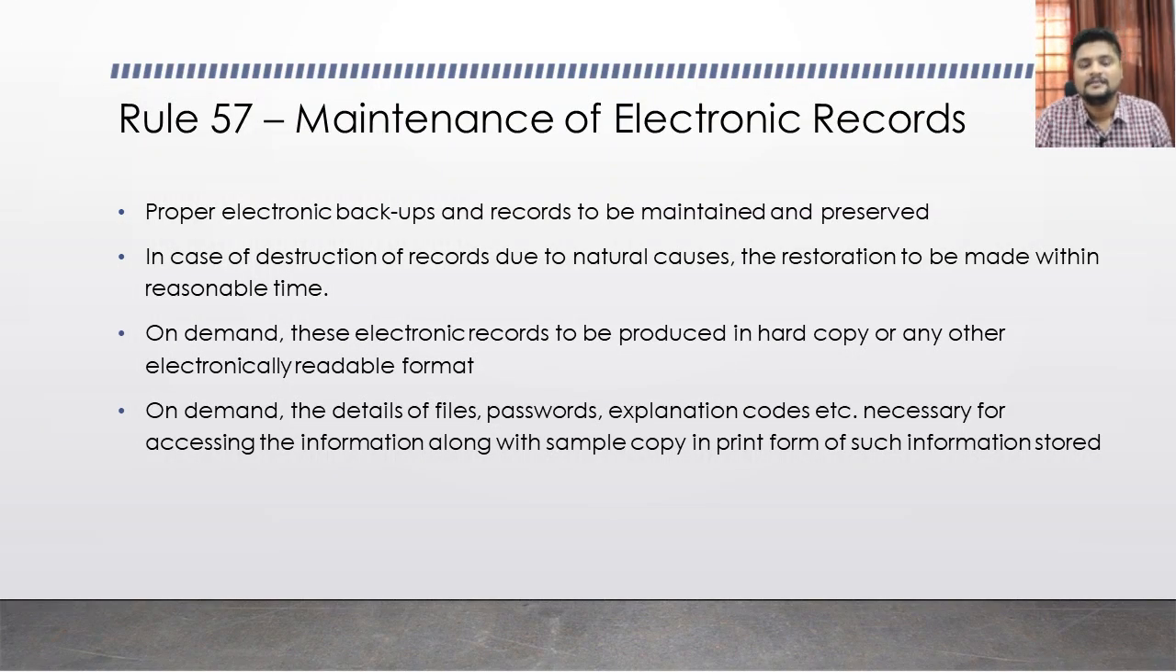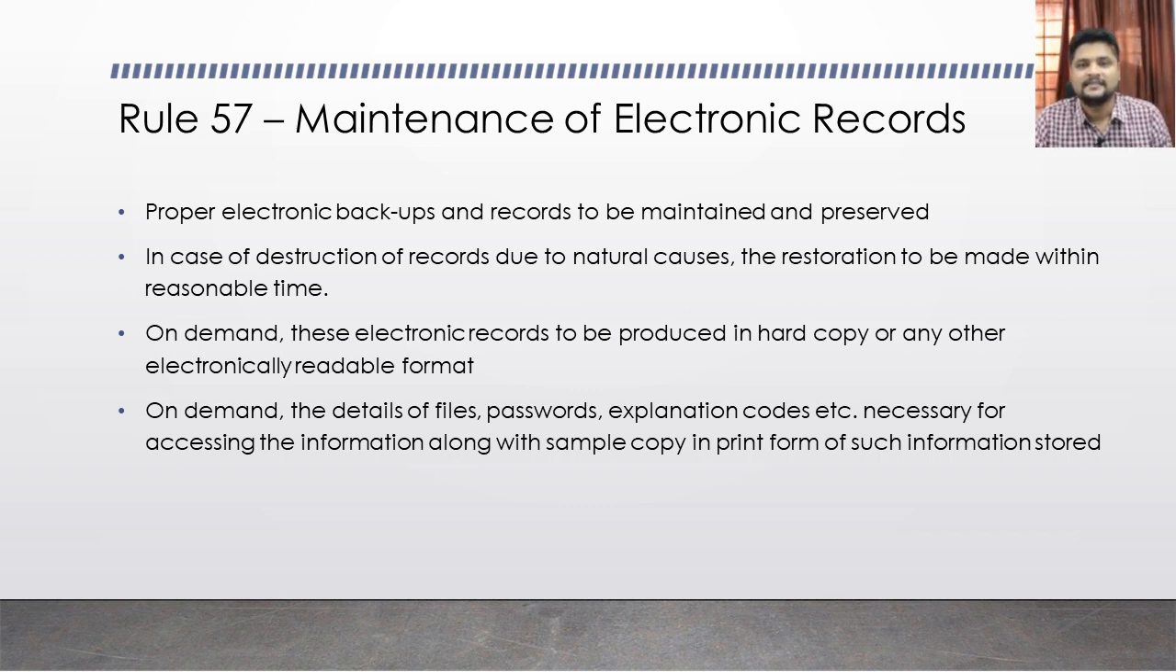Okay, so what are we going to discuss now? We are going to discuss Rule number 57. Rule number 57 enables or empowers a taxpayer to maintain the books of accounts in electronic format. I told you that the taxpayer need not mandatorily maintain the physical books of accounts. Even if the books of accounts are maintained in electronic format, it satisfies the requirement of law that is provided in Rule 57.